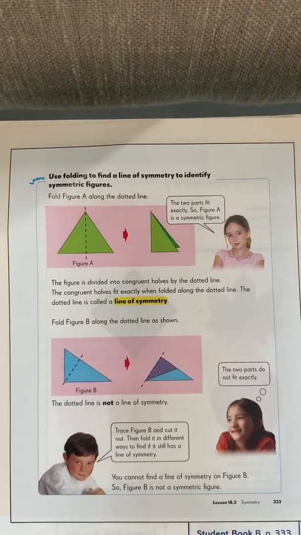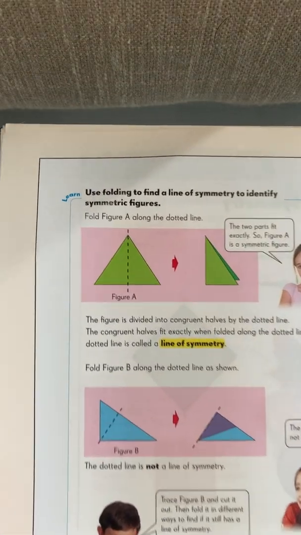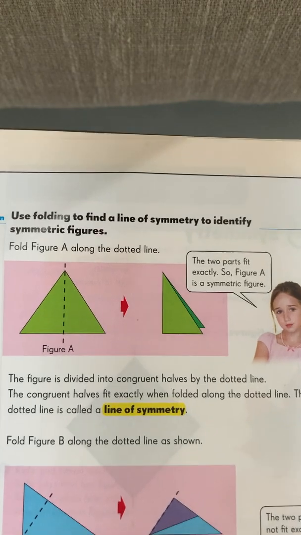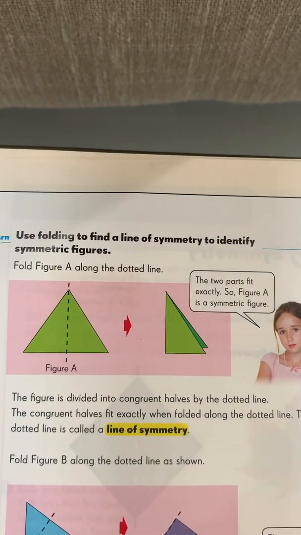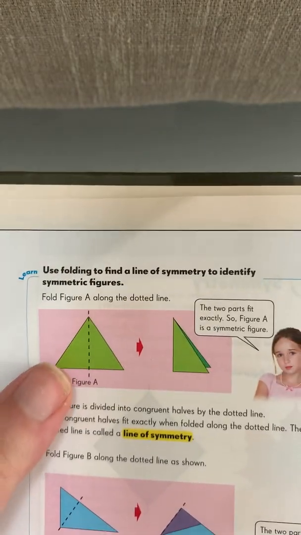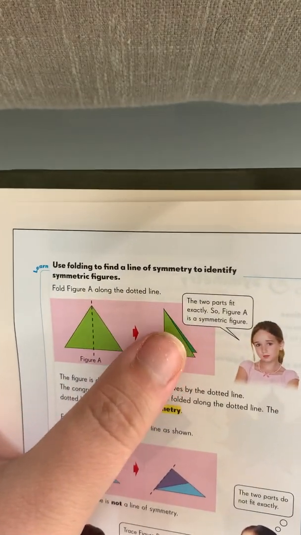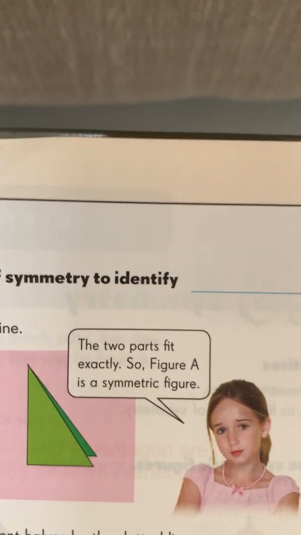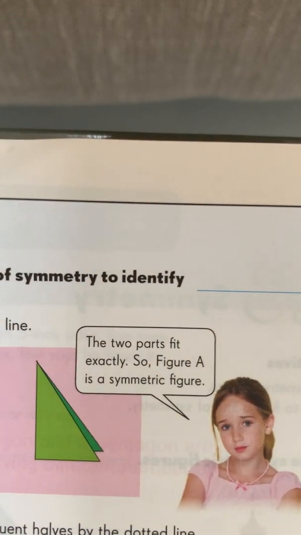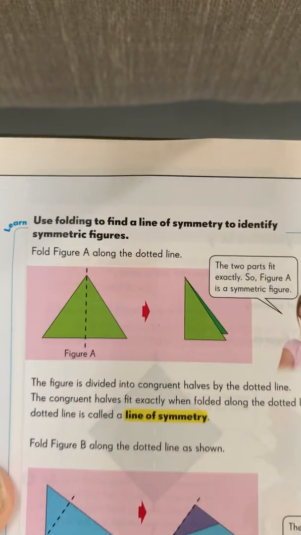All right, let's explore just a little bit with lines of symmetry. So go ahead and turn your page to the next page. We're going to walk through this one together. It looks just like this. Okay, let's look up here first. Fold figure A along the dotted line. Okay, so look, this is their figure and they're folding it on the dotted line so it looks like this. She says, the two parts fit exactly, so figure A is a symmetric figure.